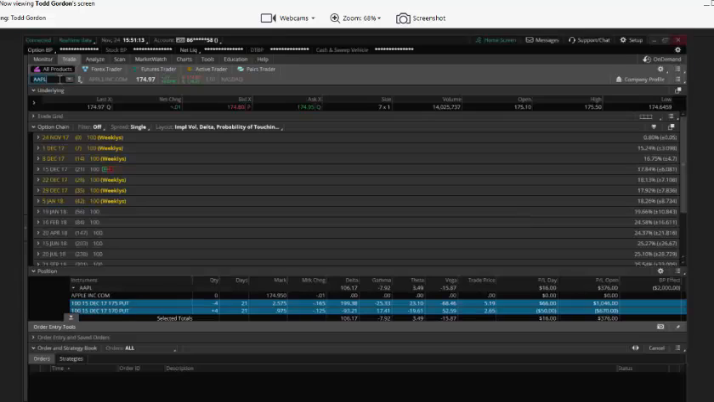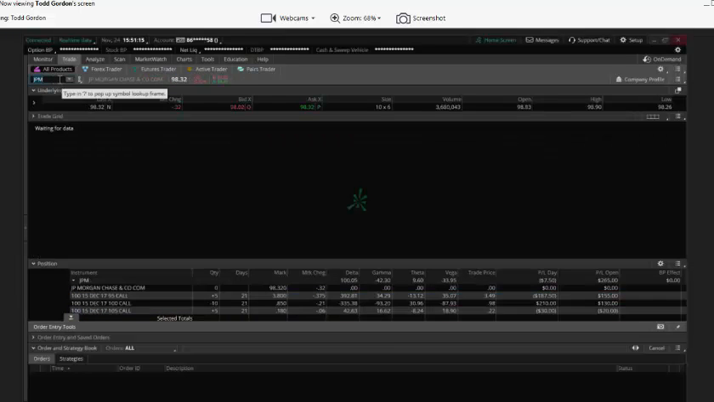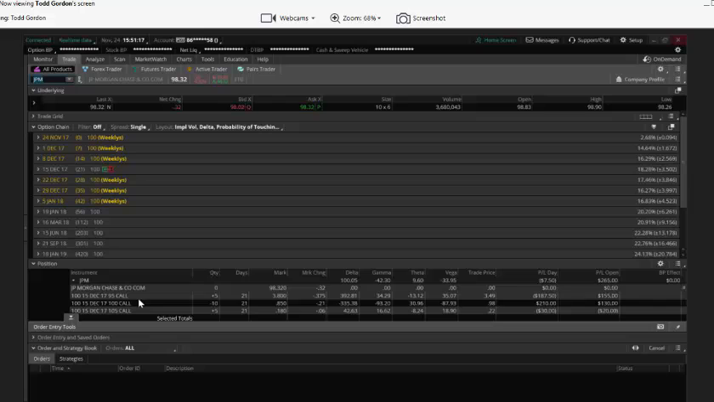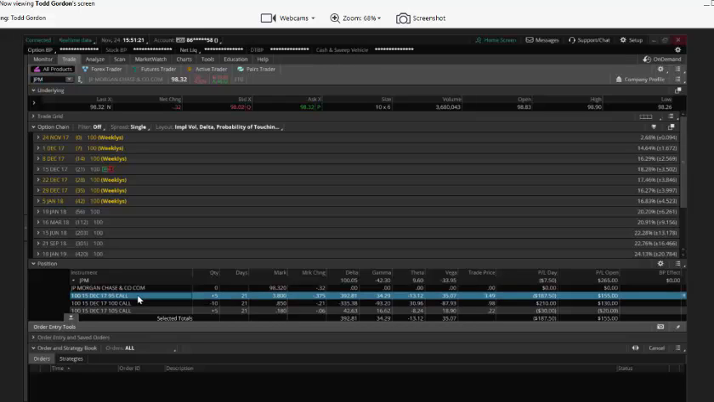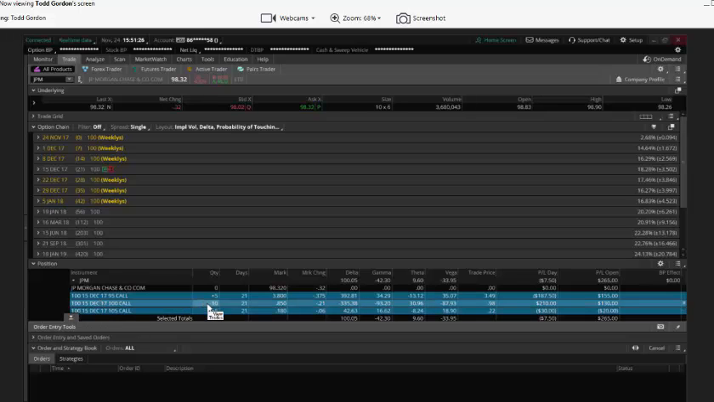So in JP, and this is something that I will teach you in the class if you'd like to continue on with me, is butterflies. Okay, butterflies are a non-directional way to approach the market. So I'm short 10 at the 100 and long 1 at 95 and 105.